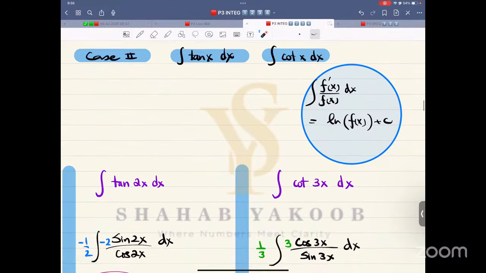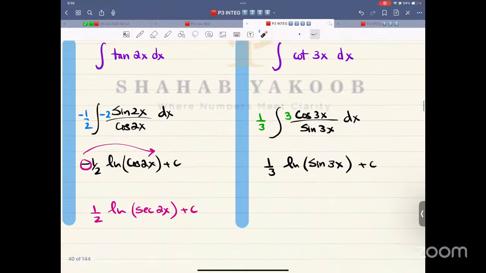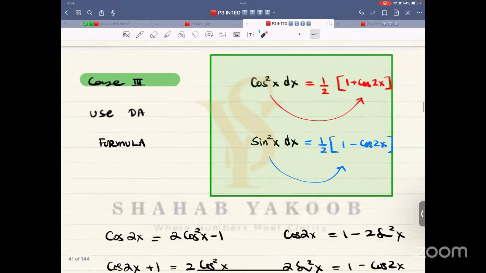Case number 2, more examples. Tangent 2x is sine 2x over cos 2x. The derivative of cos 2x is negative 2 sine 2x. In order to balance this negative 2, put a negative half on the outside. Cot of 3x, that is cos of 3x over sine of 3x. Is the numerator the derivative of sine 3x? No, a 3 was missing. Put a 3 and balance with a 1/3 outside: 1/3 ln sine of 3x.